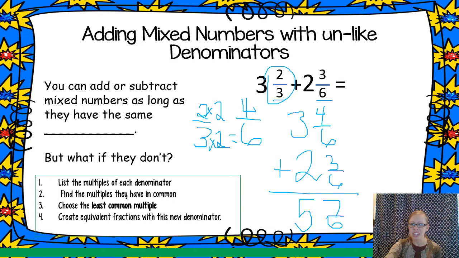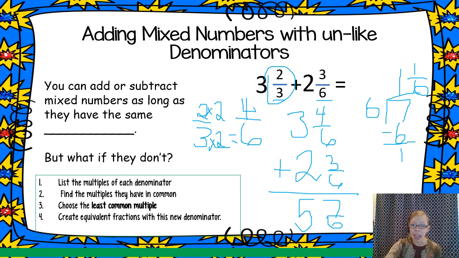I know that to change an improper fraction, I take the numerator and I divide it by the denominator. 6 goes into 7 one time. 1 times 6 equals 6. I subtract. 1 is left over. So that 1 is going to be the numerator of my fraction. 6 will be the denominator.